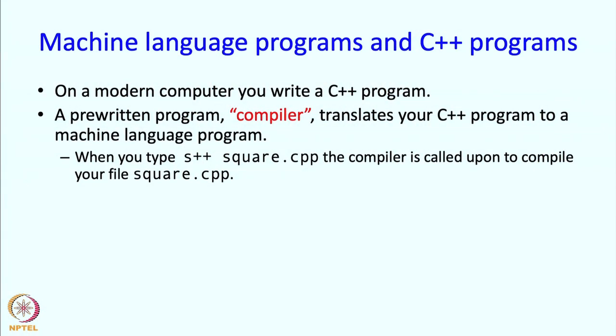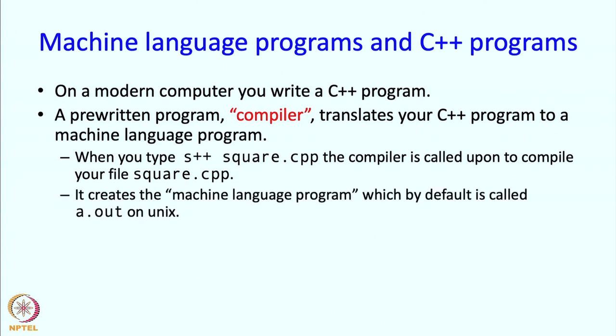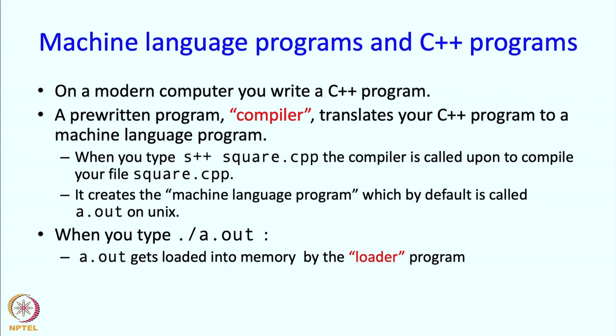When you type s++ square.cpp, or when you hit the compile button, this is exactly what happens. Your C++ program is translated into an equivalent machine language program. On Unix, the machine language program is called a.out. Okay? And when you type ./a.out, a.out gets loaded into the memory by a loader program, and it executes. Similarly, if you hit the run button on your IDE, the created machine language program will be loaded into memory and it will be executed.